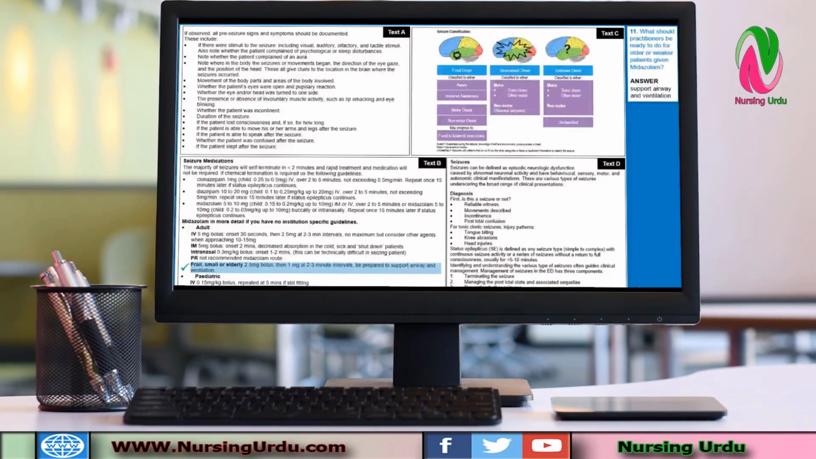Number 11, keywords. What should practitioners be ready to do for older or weaker patients giving midazolam? Midazolam is obviously the name of a medication, and we know that's going to be in text B. What we want to find out is what practitioners do for older, weaker patients. We can see highlighted there that we've got frail, which matches with weaker, and elderly patients. So what do practitioners need to do? It says they need to be prepared to support airway and ventilation. So support airway and ventilation would be the short answer to that question.